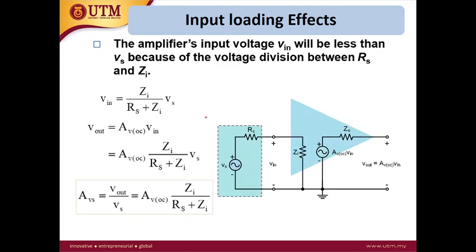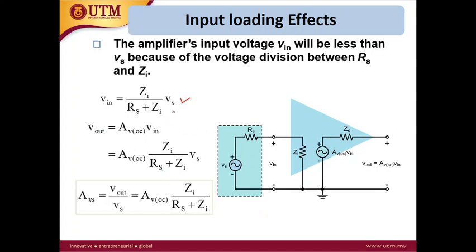Okay, we have the loading effect at the input. The loading effect occurs due to the internal resistance of the source. So the amplifier input voltage V in will be less than Vs because of the voltage division between Rs and Zi. So we have derived this as V in. Again, make sure that you can differentiate between Vin and Vs. Vs is the supply voltage, and V in is the actual voltage value being applied to the amplifier.